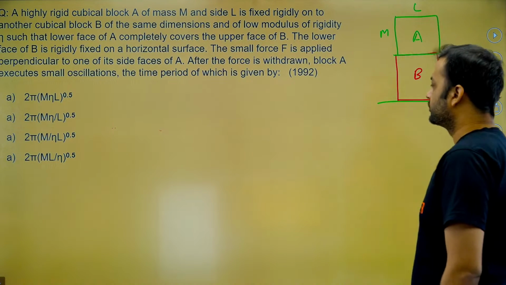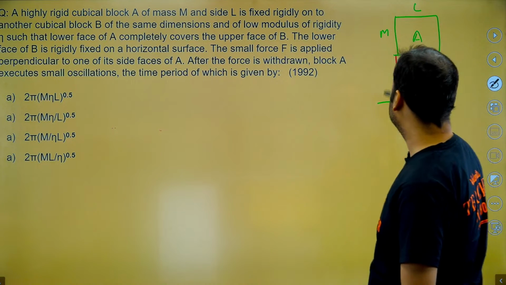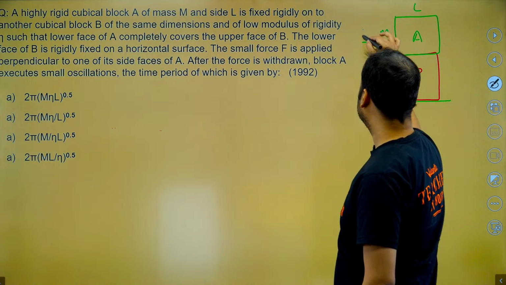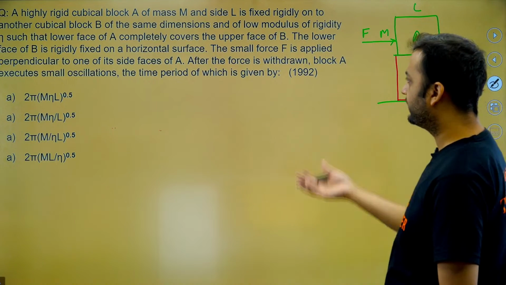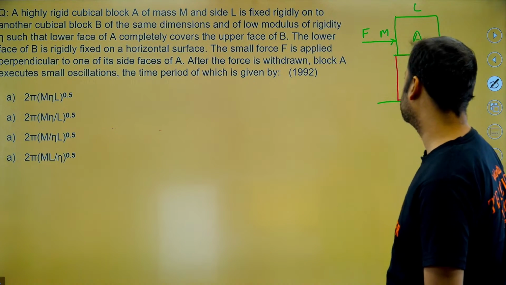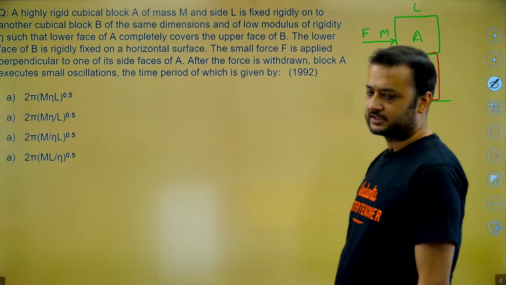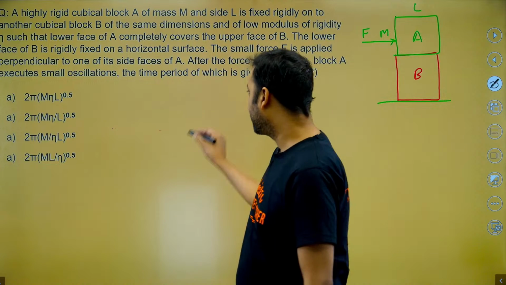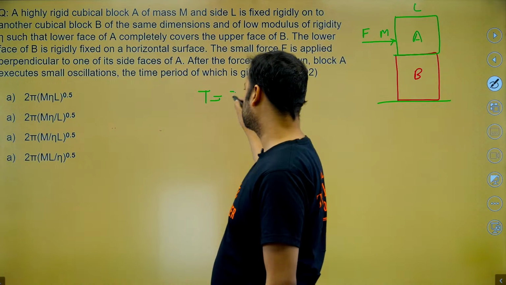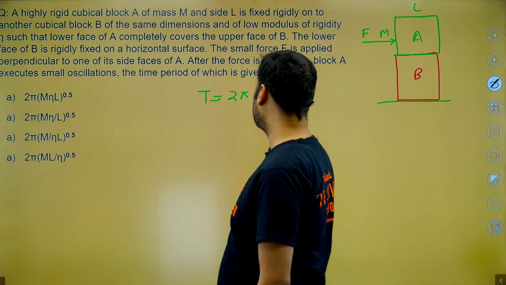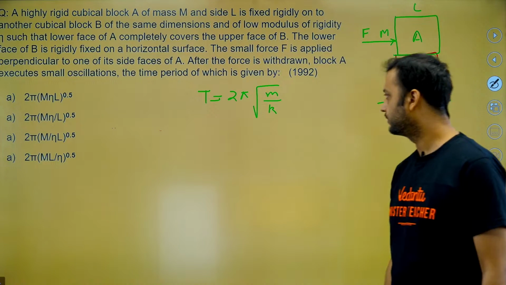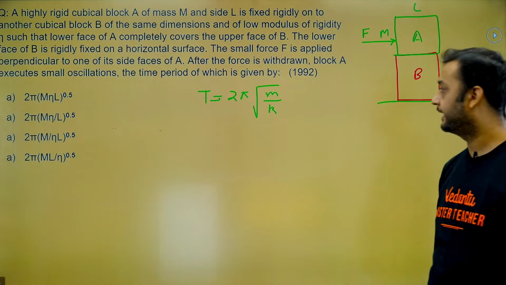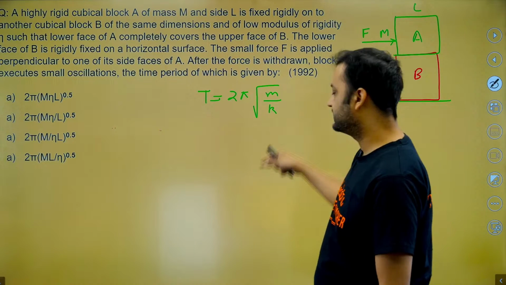Now a small force is applied perpendicular to one side, so basically this type of force is being applied here. After the force is withdrawn, we have to find the time period of the oscillations. You know, for the spring block system, the time period is 2 pi root of m by k, where m is mass and k is the spring constant.